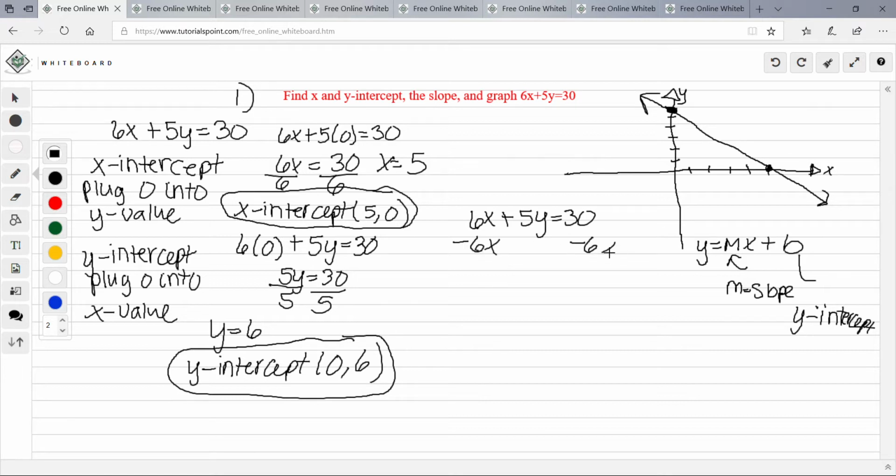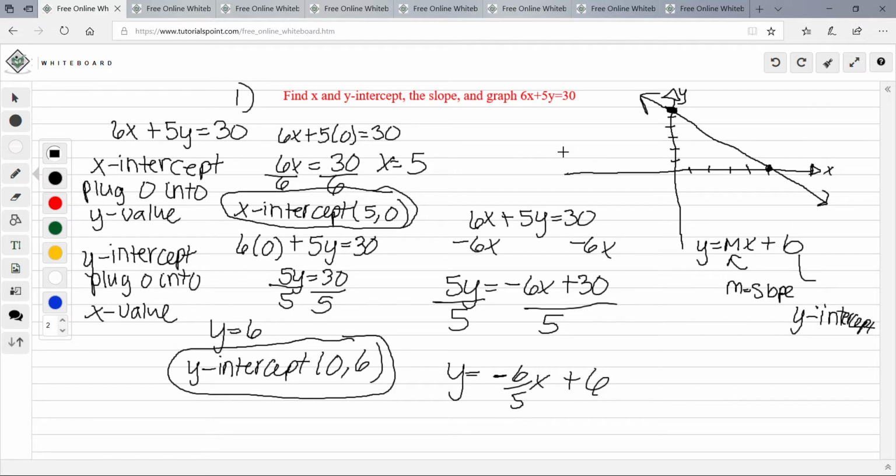So I'm going to subtract 6x, so 5y equals negative 6x plus 30, divided by 5 on both sides. So y equals negative 6/5 x plus 6. Okay, so let's look at this equation and compare it with the y equals mx plus b formula. So we know that 6 is our y-intercept. And then we know that our m is this, because it's always connected with the x. So m, our slope, is negative 6/5.